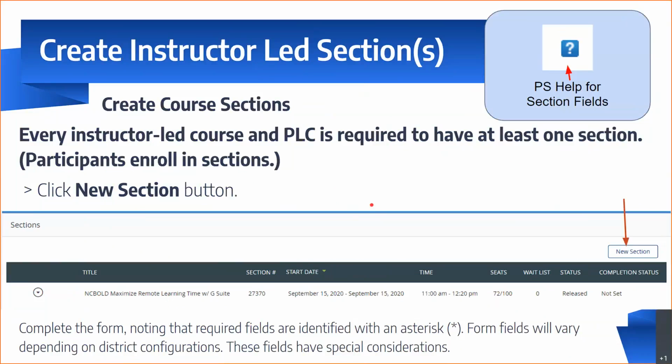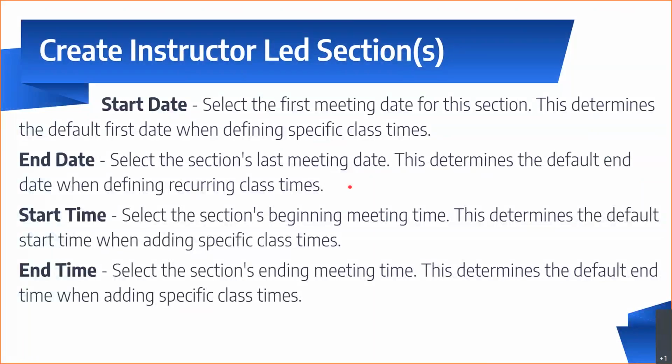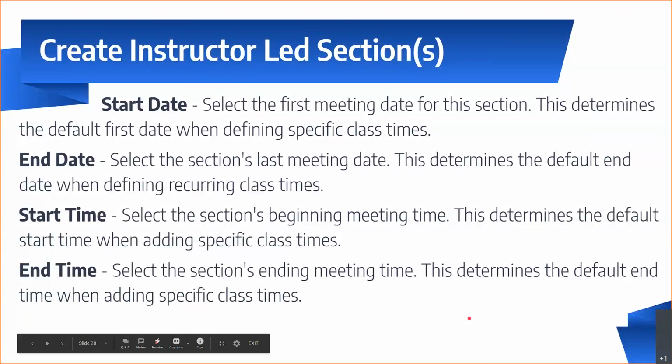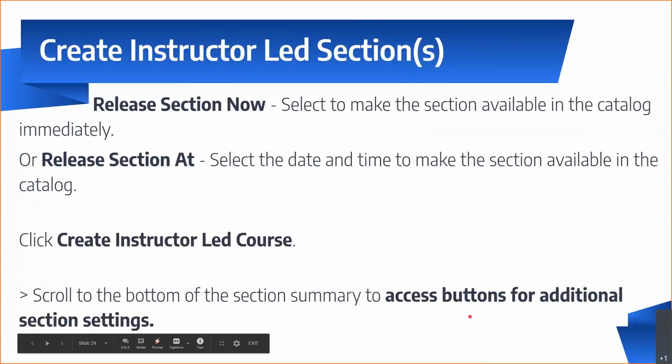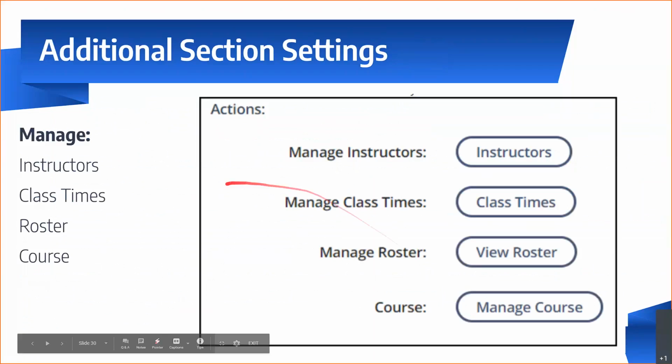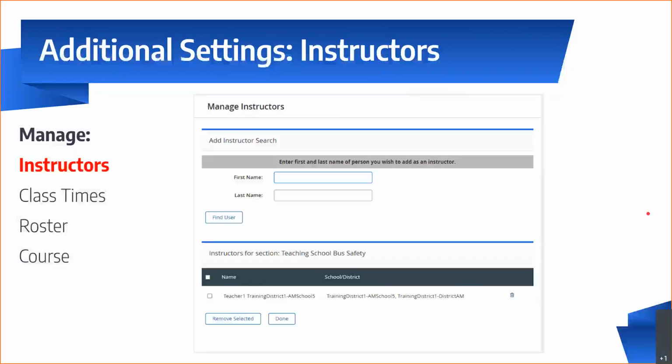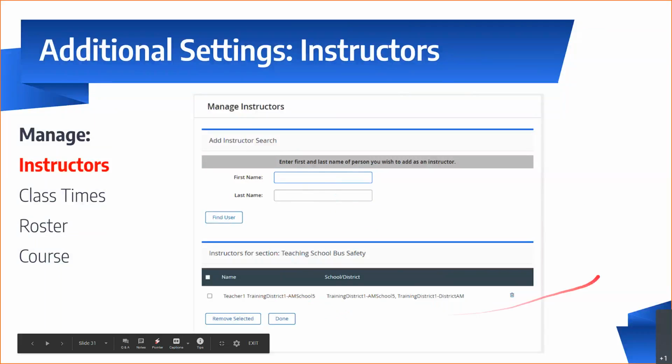Here's some extra screenshots out here. We did the new section, and just some additional information about what we set on that page. Some more additional sections where we did the instructors, the class times, viewing the roster, and managing the course. This is another area to enter your instructor's name. This is what it looks like. Entering their first and last name, and then find your user, bullet them, and add them, and they show up down here below.